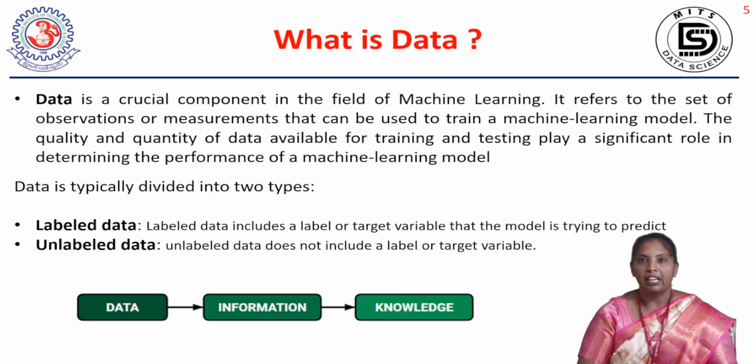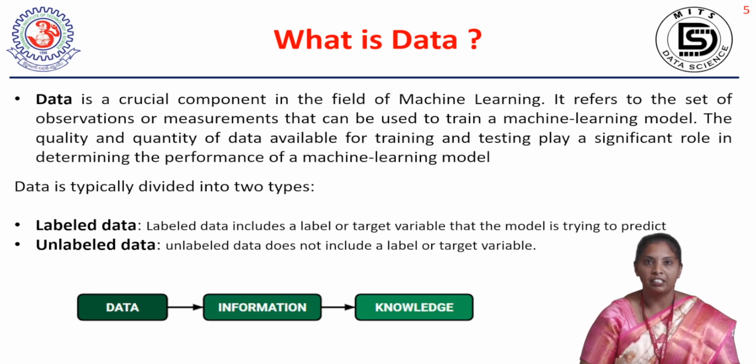Before going to the types of machine learning, let us see what is data. Data plays a very important role in machine learning. Data is a crucial component in the field of machine learning. It refers to the set of observations or measurements that can be used to train a machine learning model. The quality and the quantity of data available for training and testing play a significant role in determining the accuracy and performance of the machine learning model.